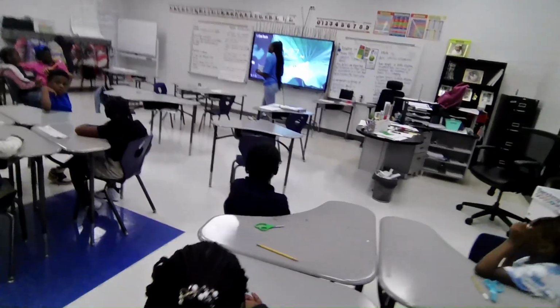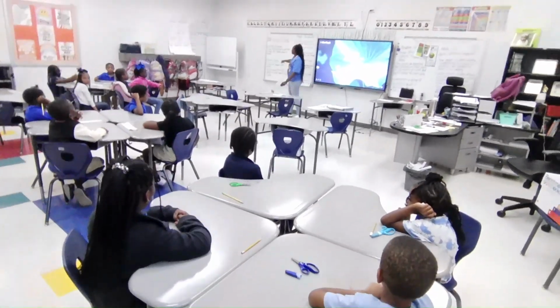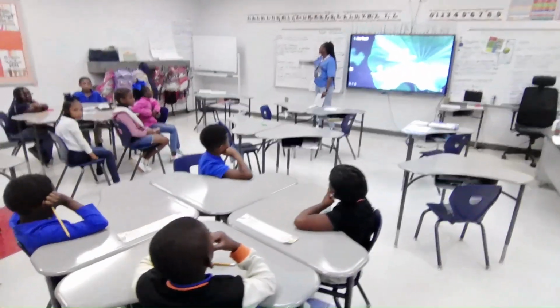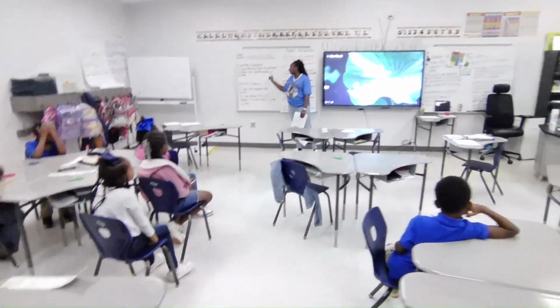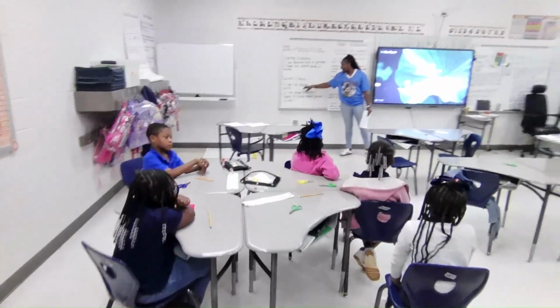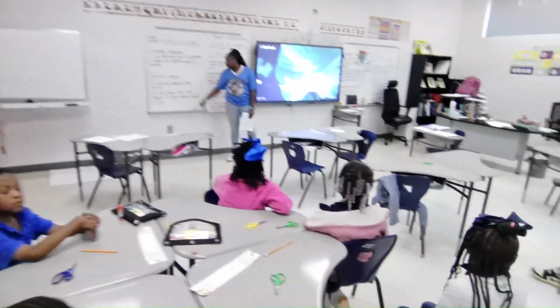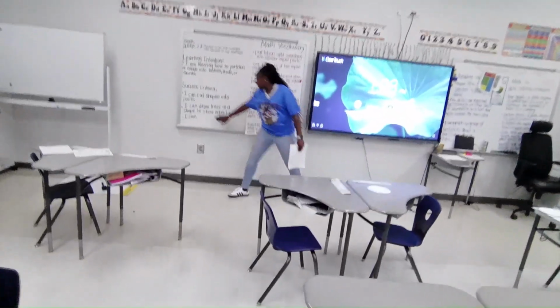All right, today we're going to be talking about proportion and shape. So we're going to start with our standard. Our standard is to partition circles and rectangles into two, three, or four equal shares. Intention: I will learn how to partition shapes into halves or fourths. Your success criteria: I can cut shapes into parts. I can draw lines in a shape to show equal parts.